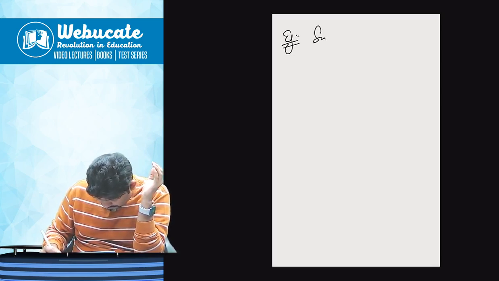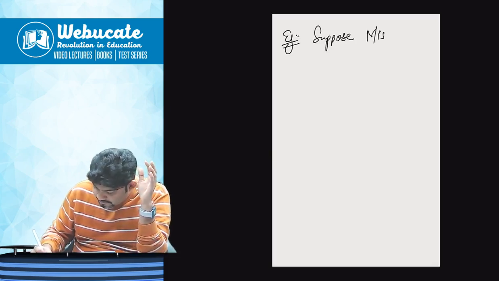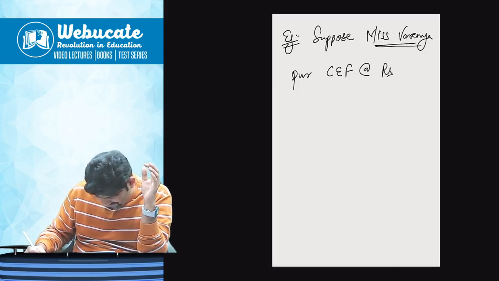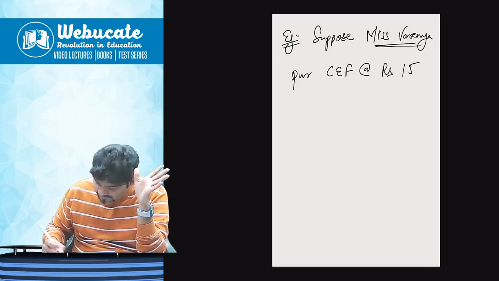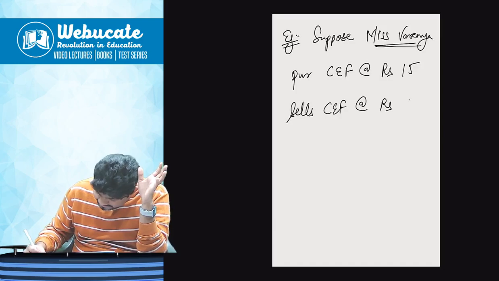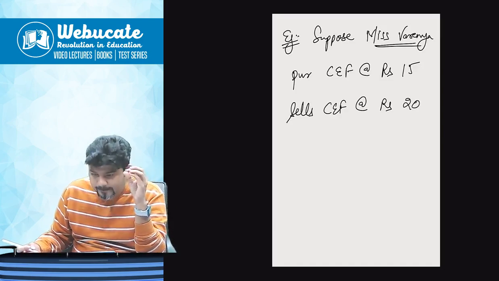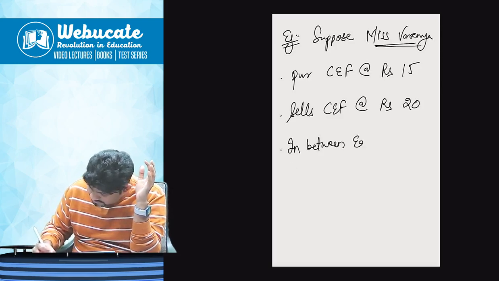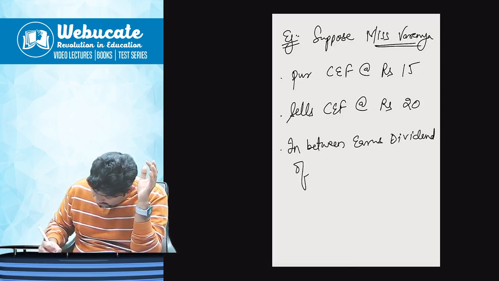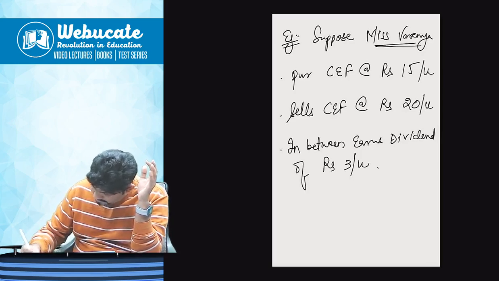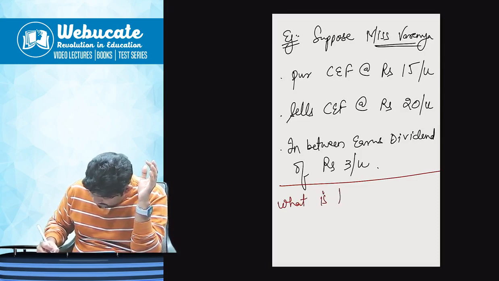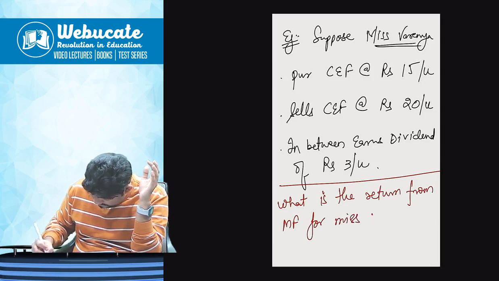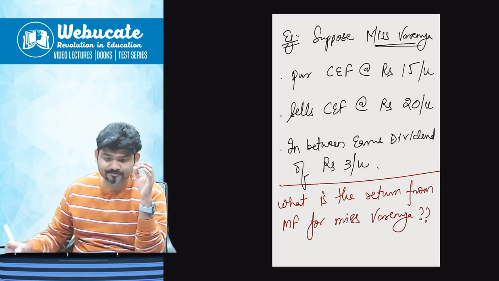Example. Miss Varanya purchases a closed-ended fund at rupees 15, sells the closed-ended fund at rupees 20. Okay, in between, as in before selling, earns a dividend of rupees 3 per unit. What is the return of Miss Varanya? What is the return from the mutual fund for Miss Varanya? Tell me guys. Come on.